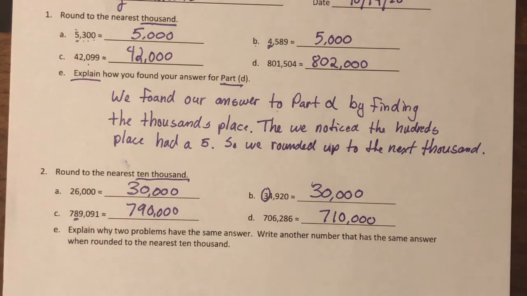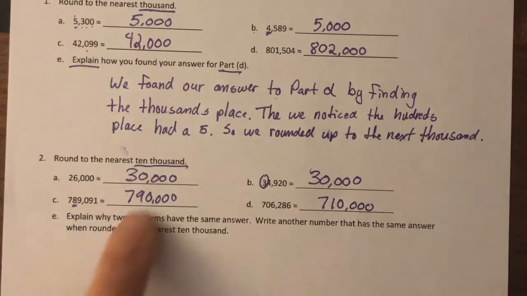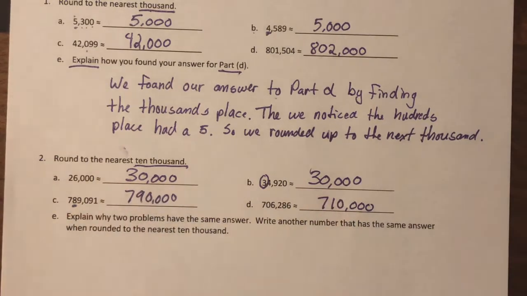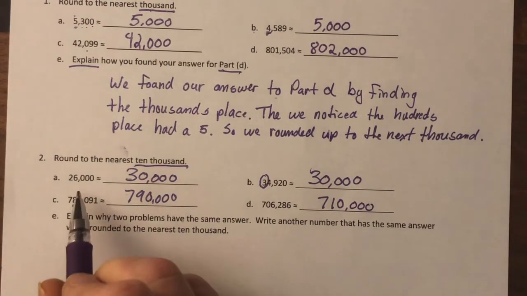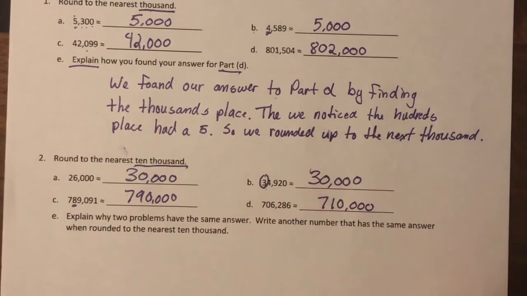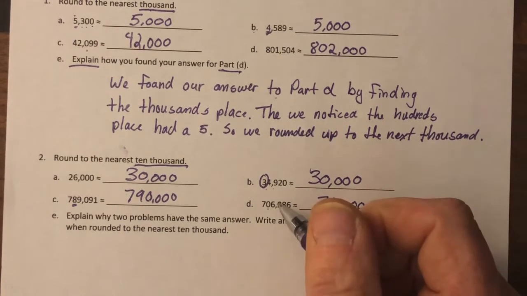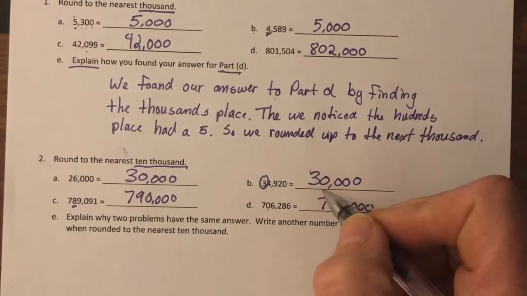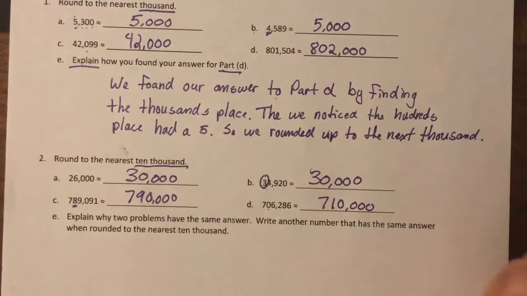so we need to explain why two problems have the same answer. So have a look up here. We've got 30,000 and 30,000. Why do both these have the same answer? Well, they both rounded up to the next thousand. All right. This one rounded up to 30,000, actually, and this one rounded down to 30,000. Okay. So why do they have the same answer? Because the closest 10,000 was 30,000.